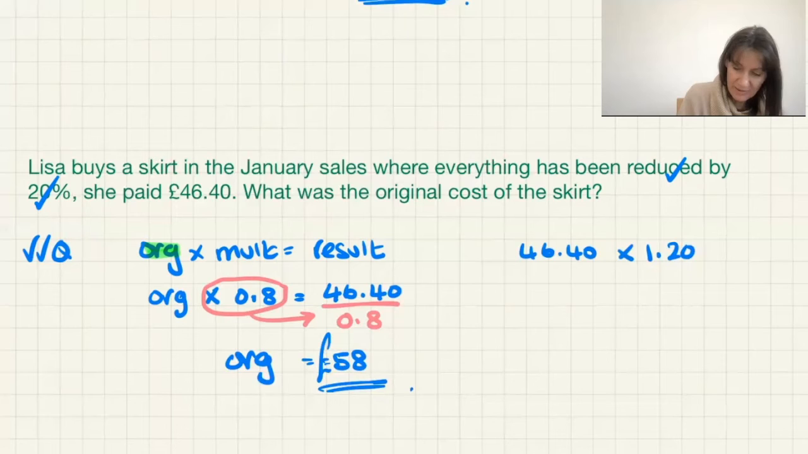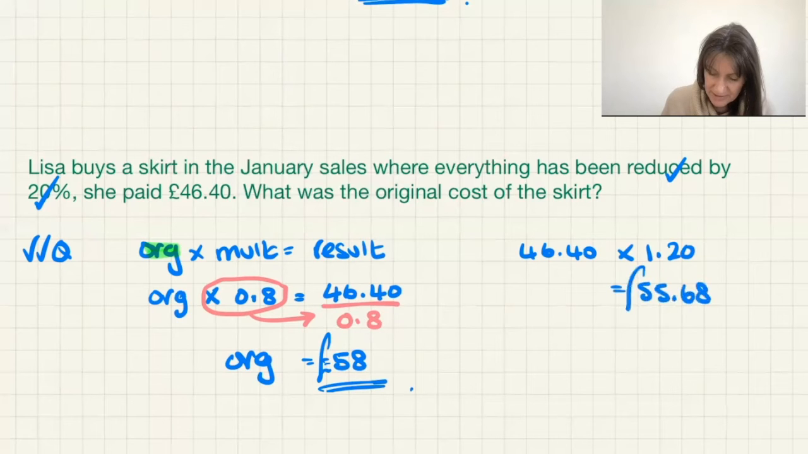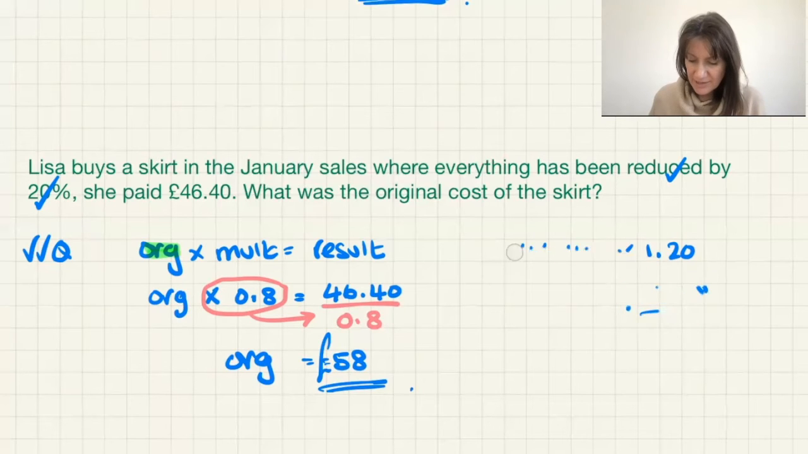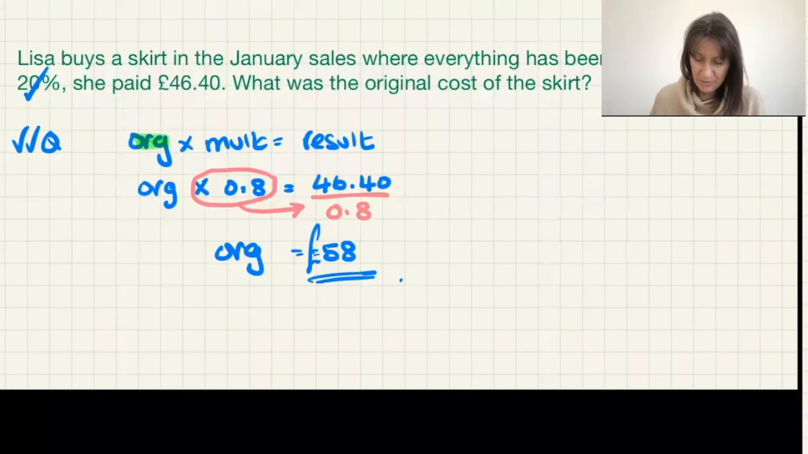When I do that in my calculator, I get £55.68, and it's a completely different value. And that's because you're adding 20% to a smaller number. And then when you're taking 20% off a bigger number, 20% is going to be a bigger number to take off. It just doesn't work. So you can't try and do the opposite. You have to act through the formula and let the formula do the work for you. Okay. All right. So that is the end of that page.